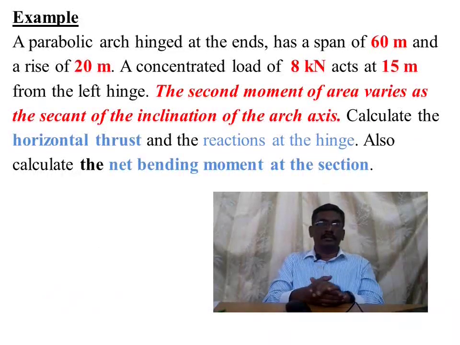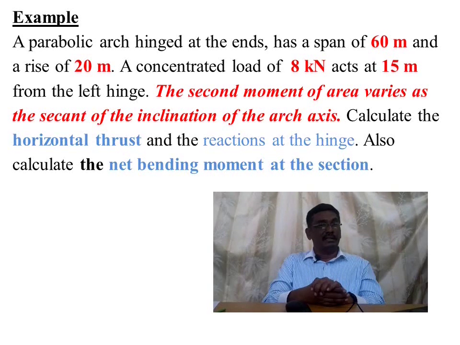To understand the procedure to find the reactions and bending moment, let me explain with an example. The example says: a parabolic arch hinged at both ends has a span of 60 meters and a rise of 20 meters. A concentrated load of 8 kN acts at 15 meters from the left hinge. The second moment of area varies as the secant of the inclination of the arch axis. We have to calculate the horizontal thrust and the reactions at the hinges. We also have to calculate the net bending moment at the section.